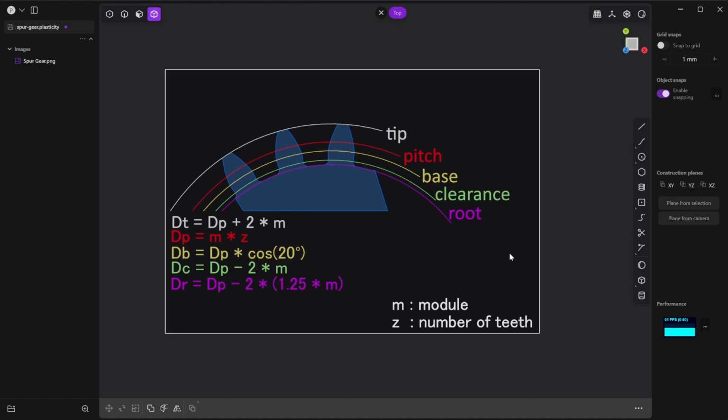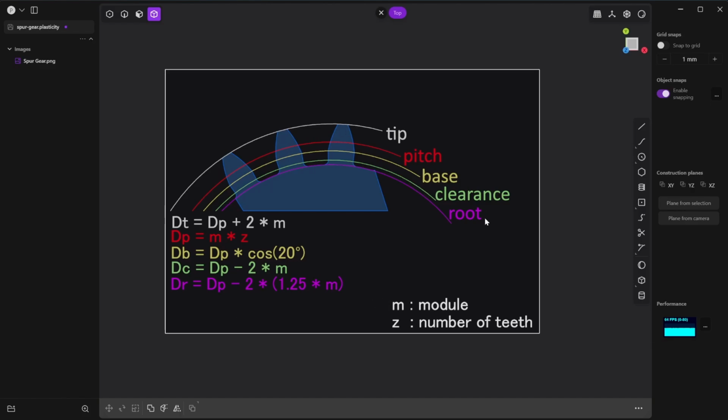For calculation of each of these diameters, I prepared the formulas here. They match each color. So dt, diameter of the tip, dp, diameter of the pitch, and so on. M, which is the module. The module is a standard unit of measure of the gear tooth size. For example, the smaller the value of the module, the smaller the teeth of the gear. The larger the value of the module, the larger the teeth. And Z is the number of teeth of the gear.